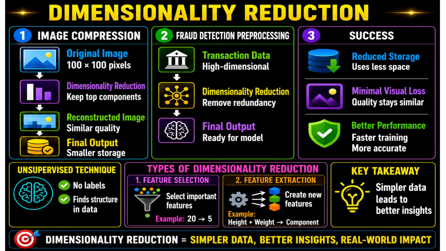There are two types of dimensionality reduction: feature selection and feature extraction. In feature selection, you select the most important features. For example, from 20 features, you select only 5. It's just a toy example I'm giving you. In feature extraction, you take 2 features and create new features. For example, height plus weight can be another component. So it's an unsupervised technique. There are no labels. You are still finding the structure in the data. The key takeaway is simpler data leads to better insights.